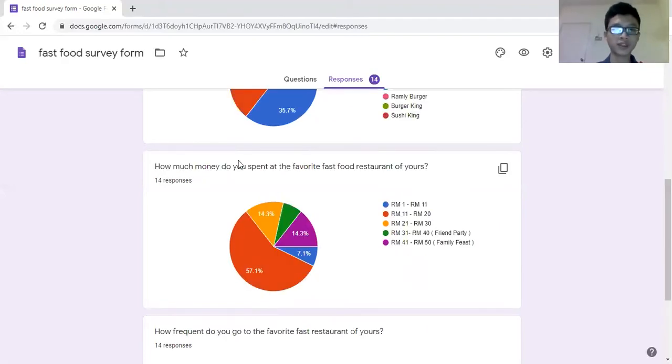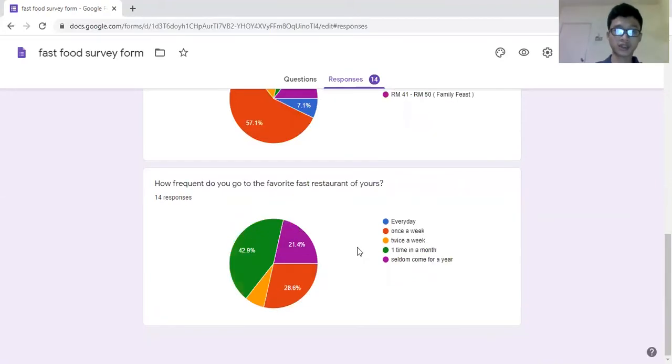And how much money do you spend at your favorite fast food restaurant? You can see over here, 11 ringgit and 20 ringgit is the most. 8 people. So from the 14 people, 8 people spend about 11 and 20. Yeah, this is logical, especially KFC, right? If you are not too rich, maybe you just spend 11 and 20 ringgit. That's fine. It's good. So this is the data that I want to show to you.